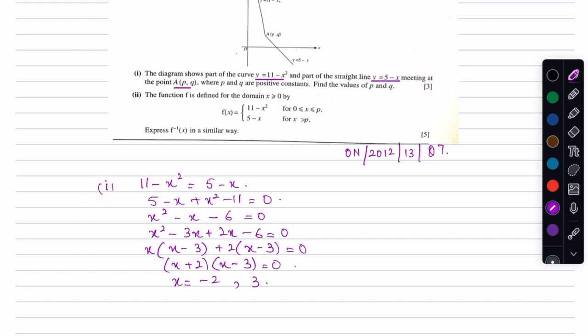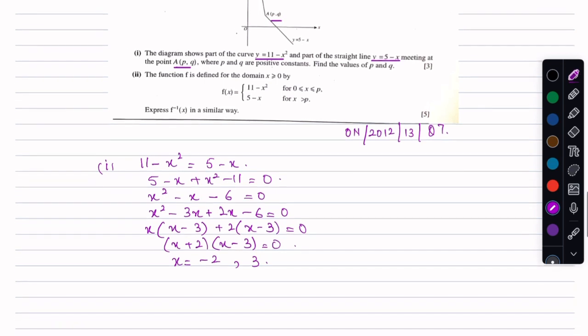Now I can see that A lies on the positive side of the x-axis. Therefore, the value of p that we want shall be for the positive value that we have obtained here, which is x equals 3. Therefore, the p value becomes 3.